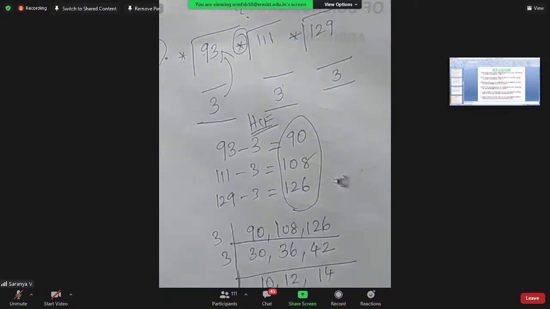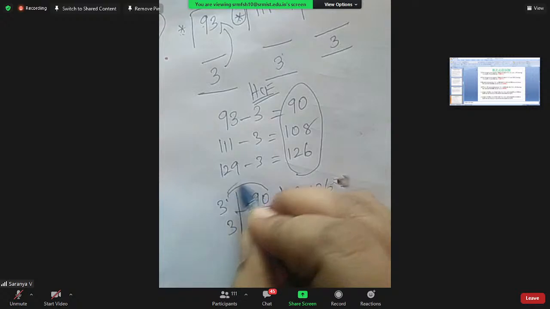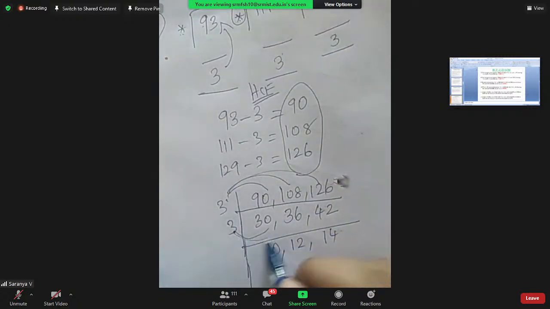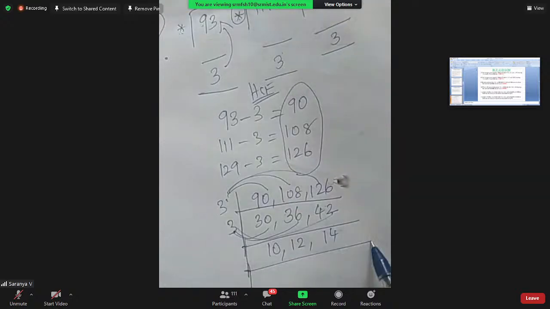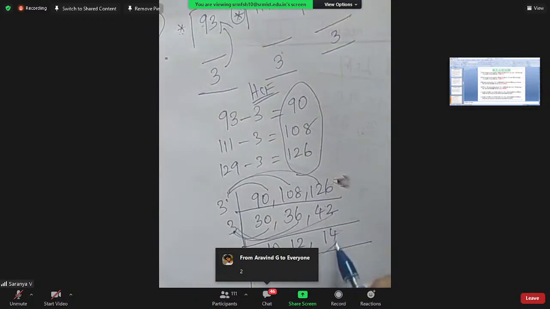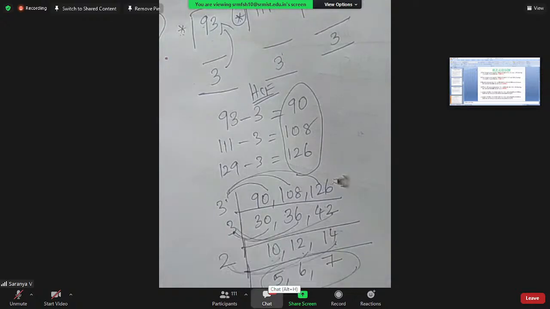So this 3 is a common factor for all the numbers, and this 3 is also a common factor for all the numbers. And come to the next line. For all the numbers we have a common factor, that is 2. 2 is a common factor for all the numbers. 5 times, 6 times, 7 times. But after this I'm not having any common factors. If it is an LCM we have to continue up to 1, but it is an HCF, so stop here.